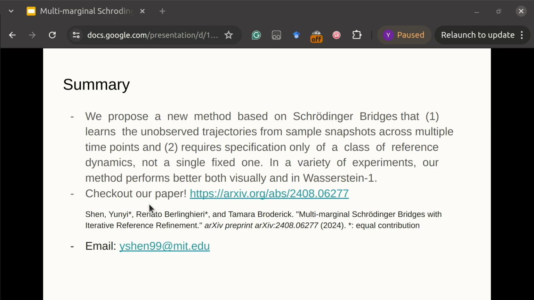To summarize, we propose a new method based on Schrödinger bridge that first learns the unobserved trajectories from sample snapshots across multiple time points and requires a family of references instead of a single point. We validate our method with simulated and real data experiments, and our method outperforms our baselines both visually and in Wasserstein 1. Please check out our paper, and if you have further questions, feel free to email me.